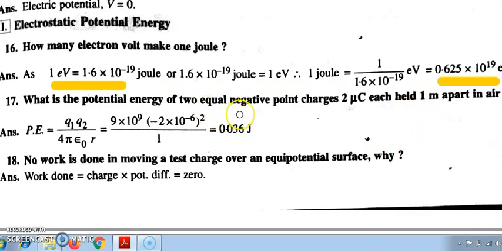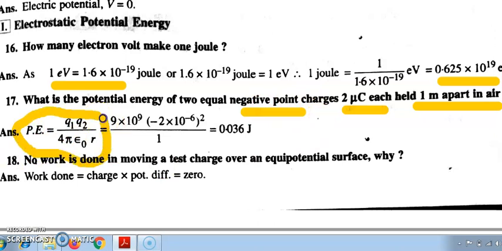Now what is the potential energy of two equal negative point charges of 2 microcoulomb held 1 meter apart in air? Okay, that is air, so you have to use only the epsilon naught, you don't have to include the dielectric constant. Now you have to find the potential energy of two equal negative point charges. This is the expression of potential energy. Already we discussed that potential and potential energy are two different things: Q1 Q2 divided by 4 pi epsilon r. Both are negative charges, so just put the value here. This is 1/4 pi epsilon, 9 × 10⁹. After solving this formula, you will get the potential energy.